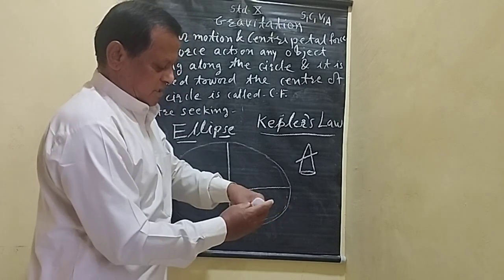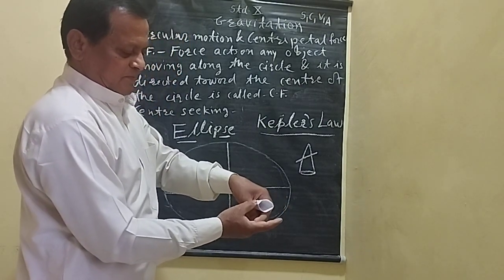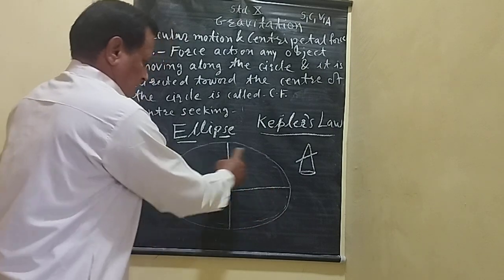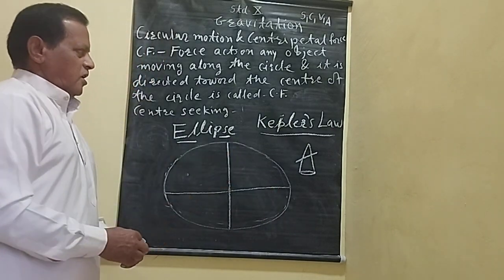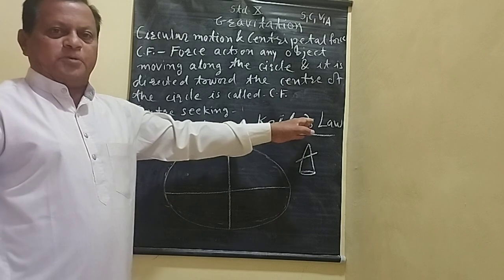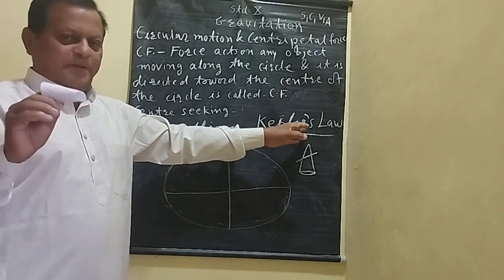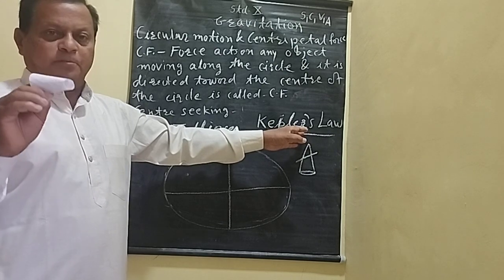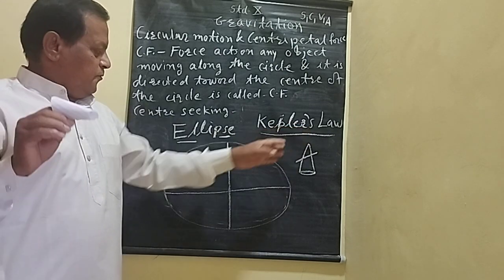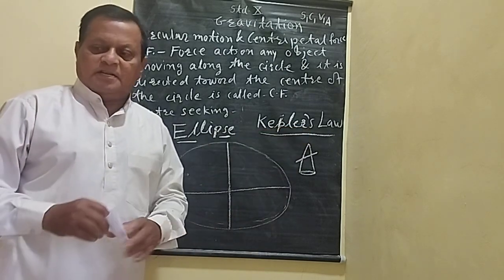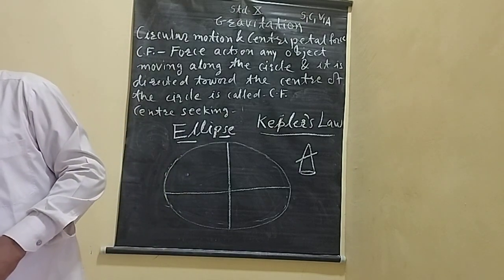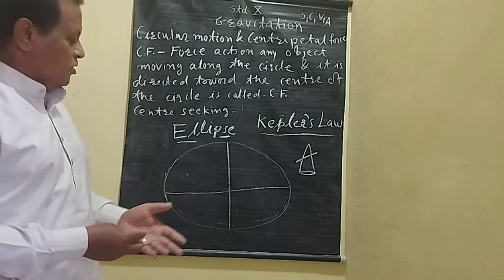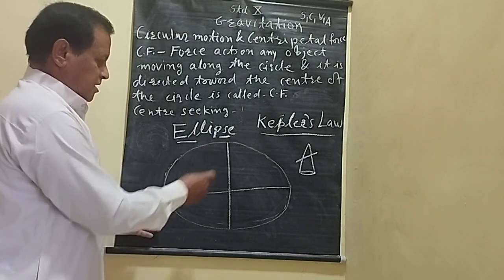So this is ellipse. This shape is elliptical shape, ellipse. So I have drawn here an ellipse. According to Kepler's first law, the orbit of the planet is an ellipse with the sun on one of the foci. We will learn about Kepler's law after this period.